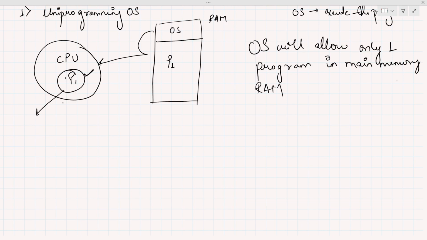When P1 has fully executed, it leaves the CPU. Then another process P2 comes into the main memory, and if P2 wants to take an input from a system or from a scanner, it first takes that input, analyzes it, and then it is executed again by the CPU. Until that time the CPU has to wait. So this is the drawback of a uniprogramming operating system: the CPU has to wait and is not used very efficiently. This is a very simple uniprogramming operating system.